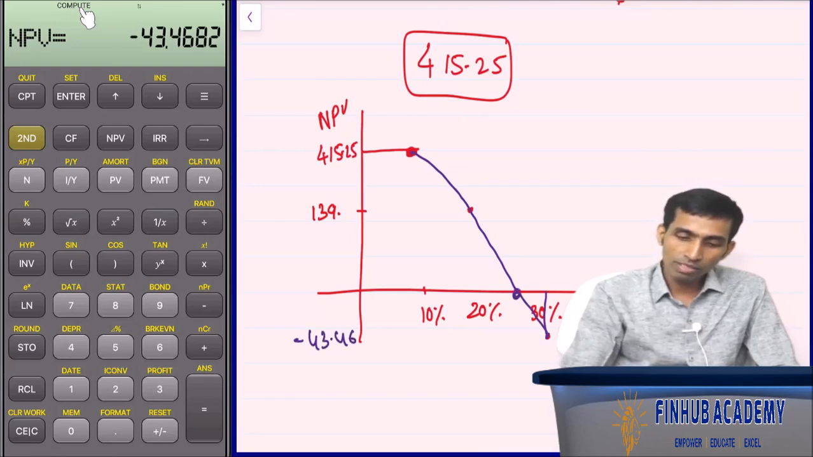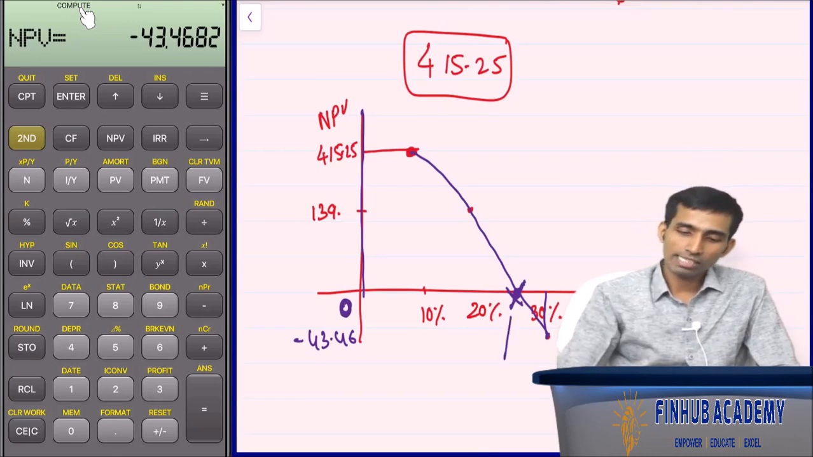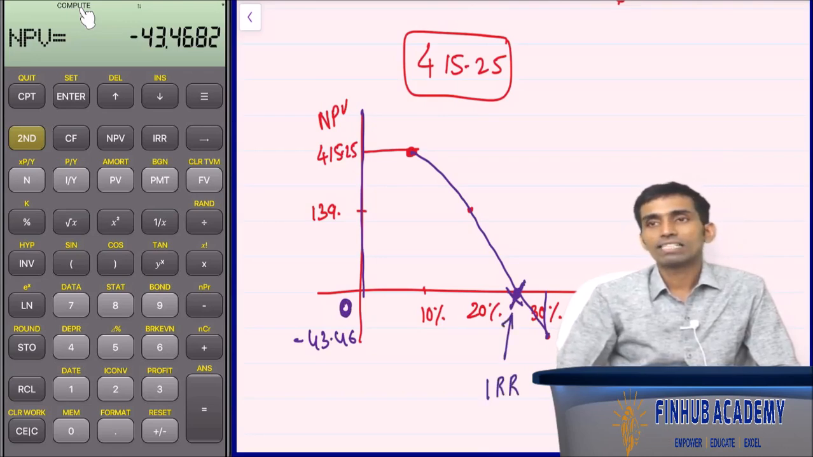Somewhere the NPV will be 0. This is my NPV, the y-axis means NPV. Somewhere at some rate between 20 and 30, my NPV will be 0. That rate is called IRR.